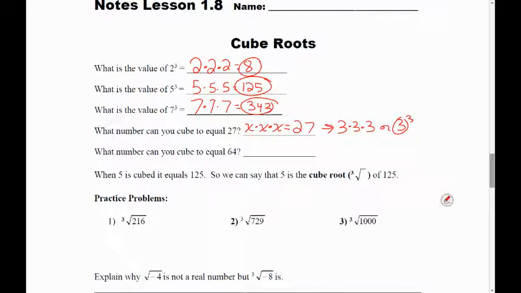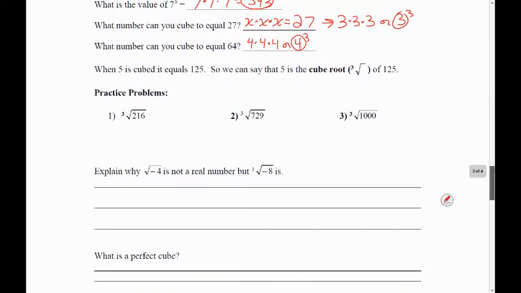All right, same thing here with number 64. What number can you cube to get 64? That would be 4 times 4 times 4, or 4 to the power of 3. Okay. All right, so when 5 is cubed, it says it equals 125. So we can now say that 5 is known as the cube root of 125. All right, so on the front page, we talked about a hidden number. Notice that here, this root is not hidden when it's a cube root, okay?